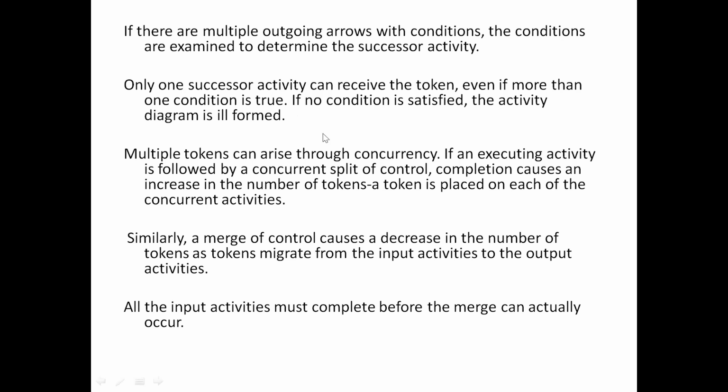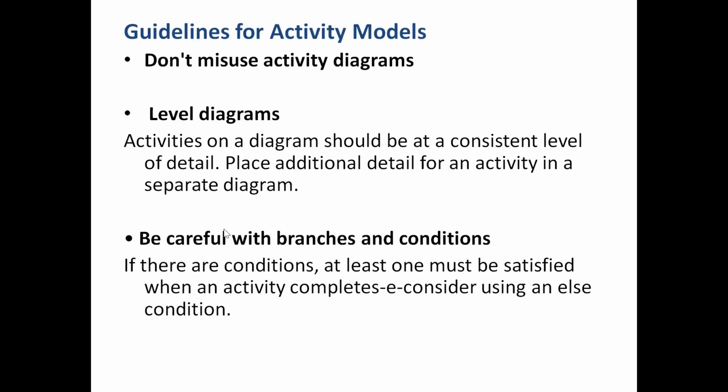Multiple tokens can arise through concurrency if an executing activity is followed by a concurrent split of control. So in case of split of control, you will have multiple tokens. Completion causes an increase in the number of tokens. A token is placed on each of the concurrent activities. Similarly, a merge of control causes a decrease in the number of tokens as tokens migrate from input activities to the output activities. All the input activities must complete before the merge can actually occur. I have already explained this in the diagram. They always need to merge right before you go ahead with the next one. So that's the details about activity models.